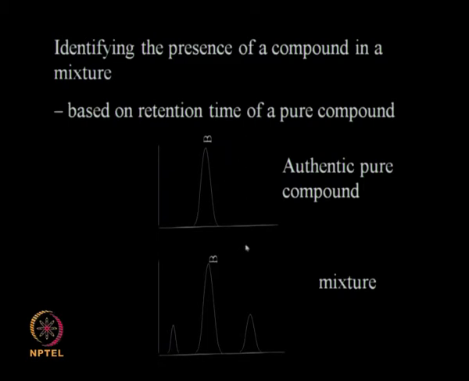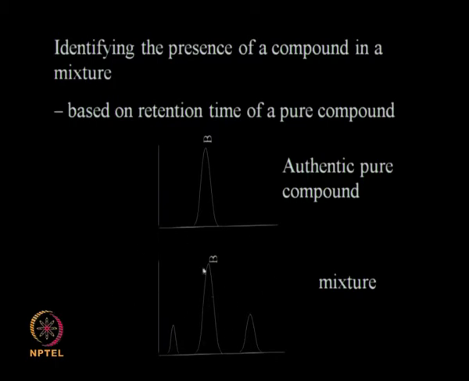ester. You can also do something called spiking. So what you do is you take this pure compound, add a little bit to the mixture and then again do the analysis, and if the peak height increases or the peak area increases after you spike it, then you can be very sure that that particular peak is the compound which you thought it was. So that is called spiking.